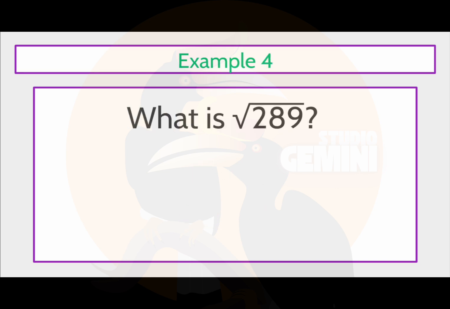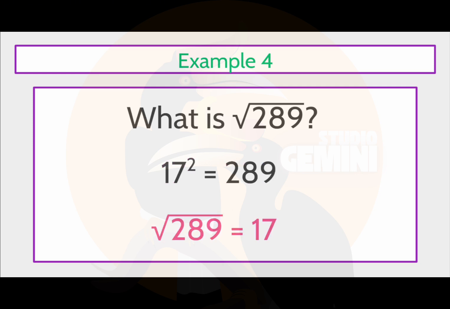Example 4. What is the square root of 289? 289 may not be a perfect square number which we are familiar with, but we can guess and check to find the number that will equal 289 when squared. So we know that 15 squared is 225. Then if we square 16, we will get 256, which is too low, so we can try 17 squared. 17 squared equals 289. So the square root of 289 is 17.